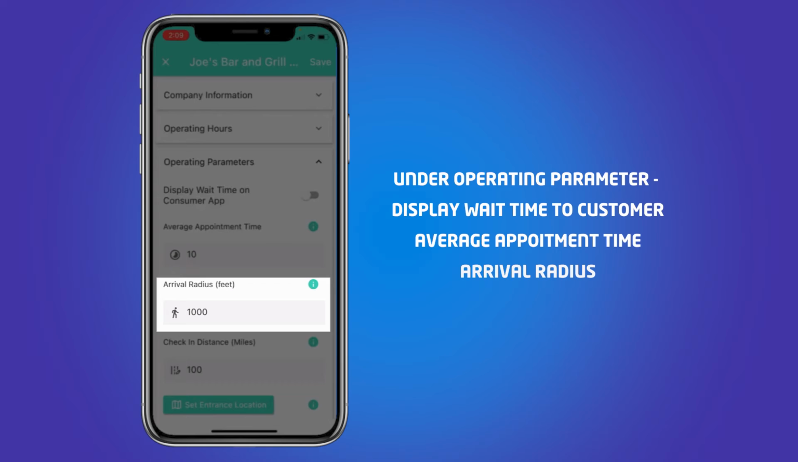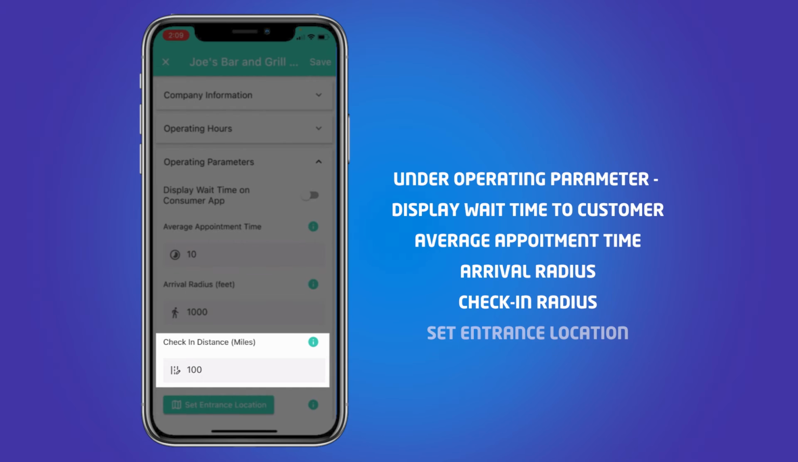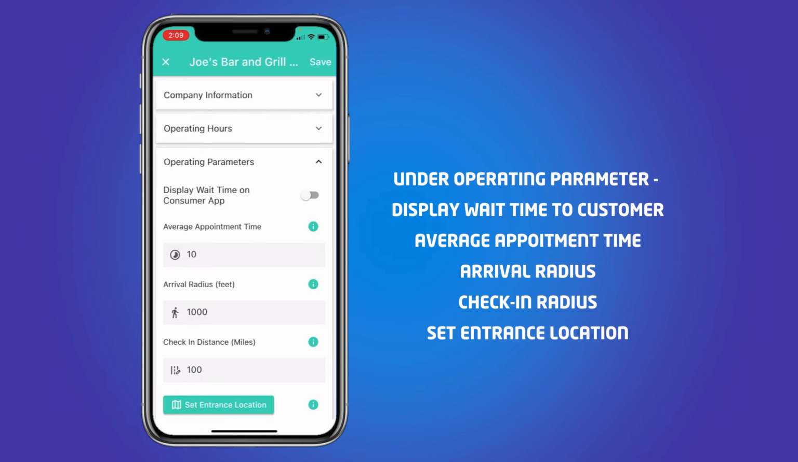The arrival radius, which is in this case set to 1,000 feet, indicates how close the customer has to be to your business to show up as arrived in the manager app. And the check-in distance in miles is how close to your business the customer needs to be in order to check in to begin with.